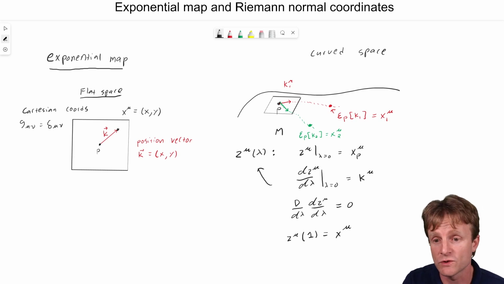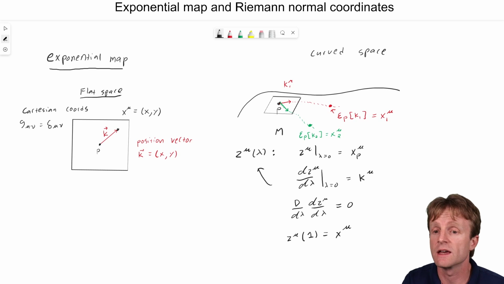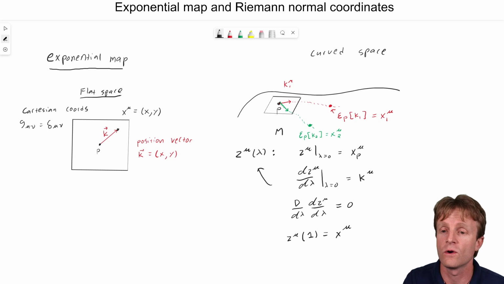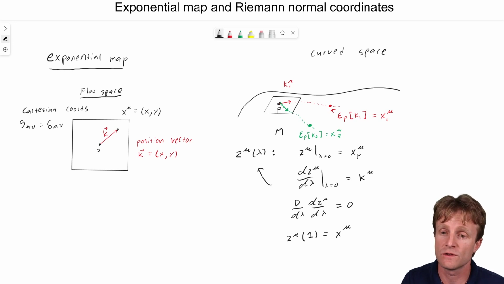It could be that for some choice of k, when you try to extend the resulting curve to lambda equals 1, you actually fail and you run into a singularity before you reach lambda equals 1. In that case, you would not be able to include those vectors k in the domain of the exponential map. However, we do expect, because a curved space should be locally flat, that there will be a sufficiently small region around the point P, and correspondingly a sufficiently small space of vectors k for which this construction always returns a point, and indeed for which it returns a unique point.